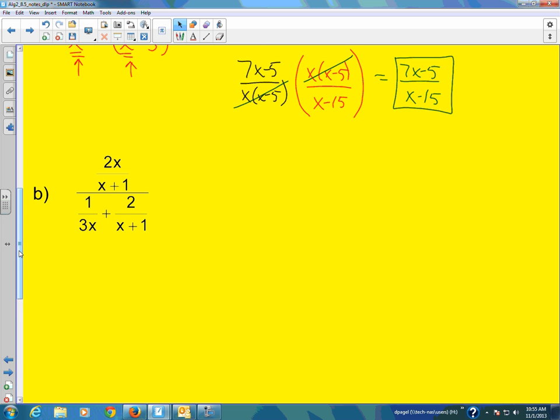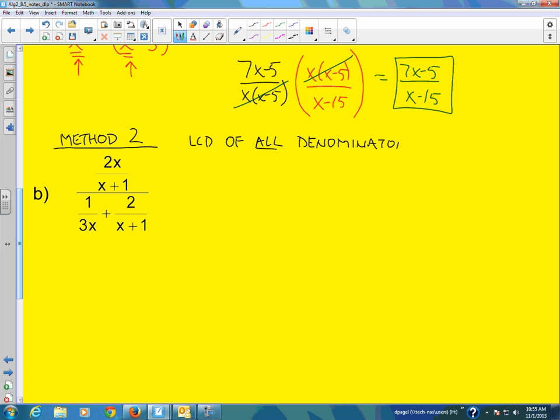And method 2 allows us to look at the LCD of every denominator. So this is LCD of all denominators, both in the numerator and in the denominator part of the complex fraction. So it means I'm looking at x plus 1, 3x, and x plus 1. So I'm using all of those, and in terms of looking what they have in common, again, they don't have anything in common. So I know that my LCD has to be a 3x, because that's unique.